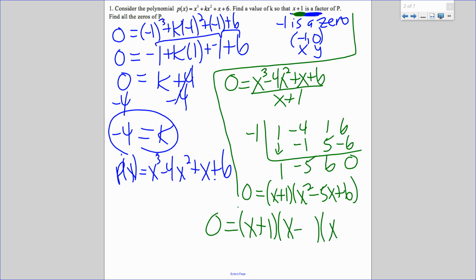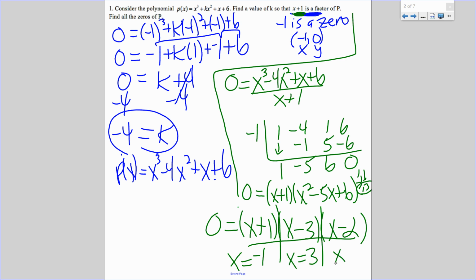X and x, first sign comes down, negative and a positive is a negative. What multiplies to 6 and adds to 5? 3 and 2. Now that I know the factors, I know the zeros. X equals negative 1, x equals 3, x equals 2.